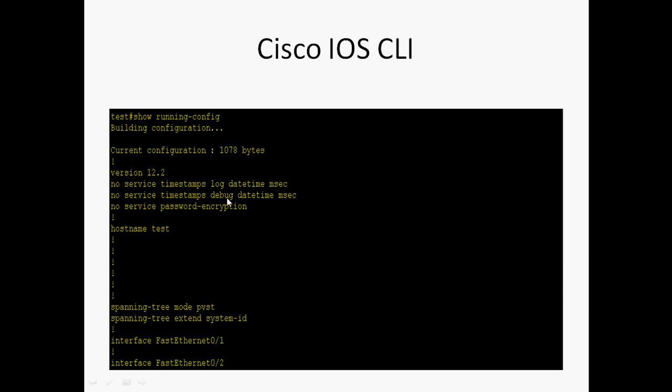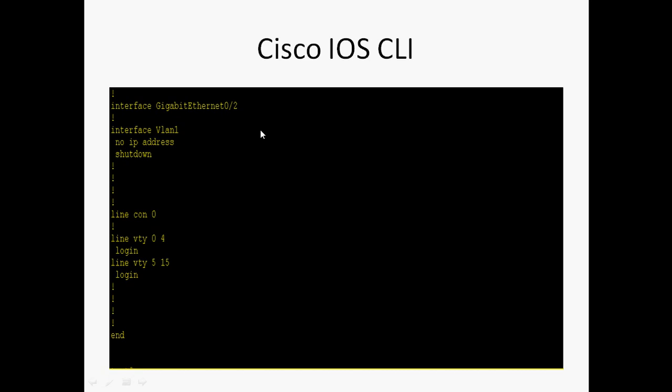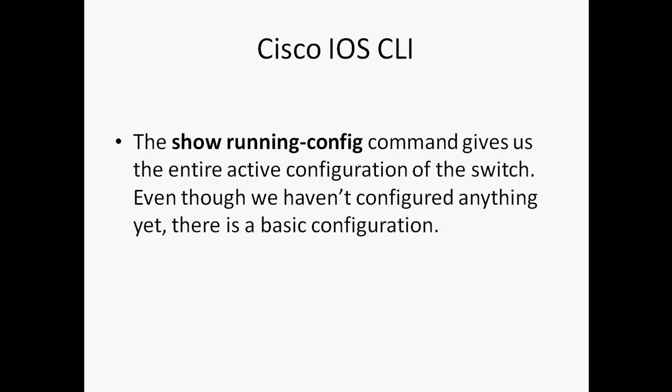Another example is show running-config. The show running-config will show all the running configurations on the switch. Here we can see show running-config. This is the full switch configuration. The show running-config command gives us the entire active configuration of this switch.